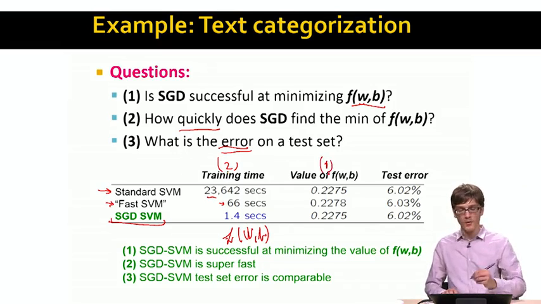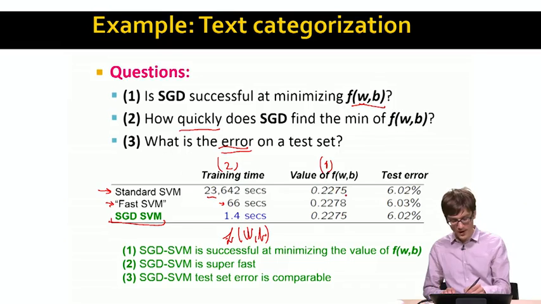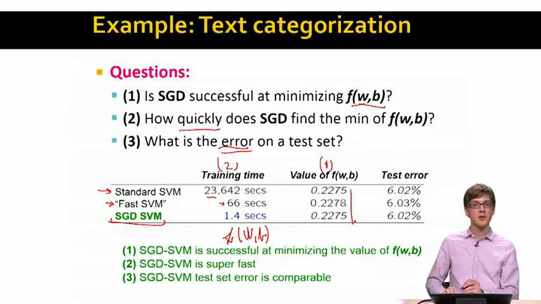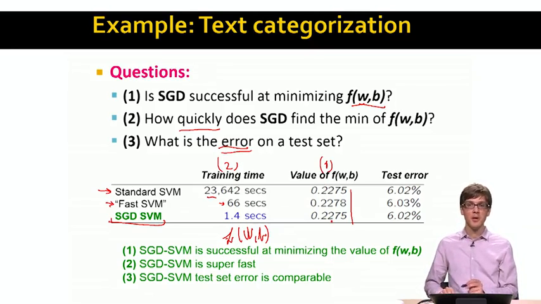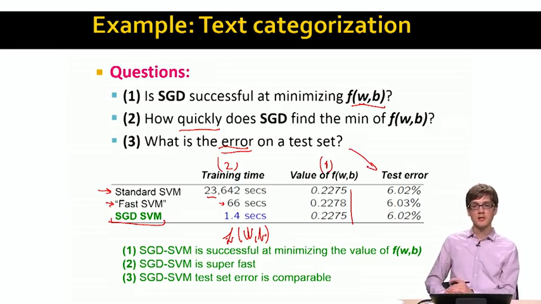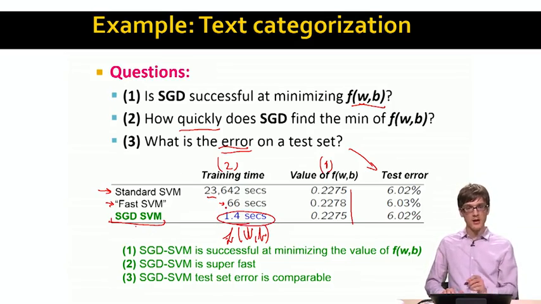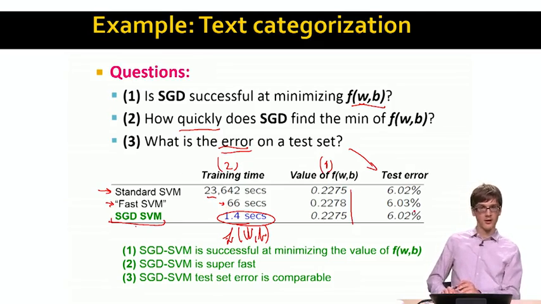The answer to the first question, what is the value of the objective function, that is, how good of a solution do we find, is that the values of the solutions are pretty much the same. All three variants of support vector machines find the same value of the objective function. They were all equally successful in minimizing the function f. And the error on the training set is about the same in all cases. So we conclude that the support vector machine using stochastic gradient descent took only 1.4 seconds, more than 10 times faster than any other method, while at the end achieving the same performance.